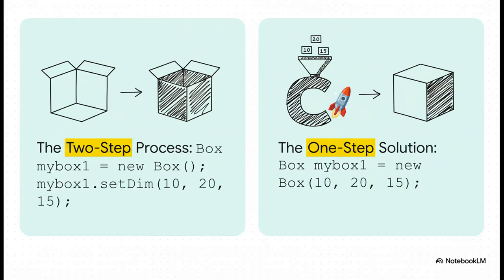And here it is, the ultimate transformation. On the left, our old two-step process, and on the right, the final, elegant, one-step solution. We are creating and initializing our box in a single, powerful, and easy-to-read line of code. Those arguments, 10, 20, 15, get passed directly to the constructor as the object is being born.